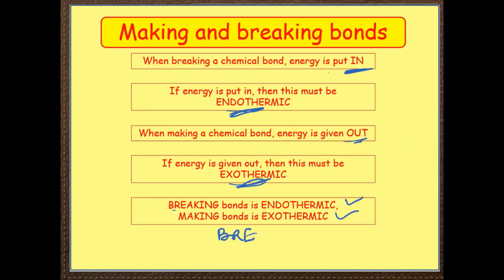You may want to form a mnemonic here. This is Brendo. Brendo: breaking of bond is endothermic. Breaking of bond is what? Endothermic. So making a bond will be what? Exothermic. So that is Maxo. Brendo Maxo. Breaking of bond, endothermic. Making a bond is exothermic. I think that will help you.